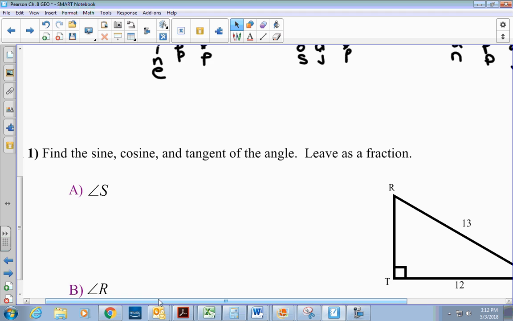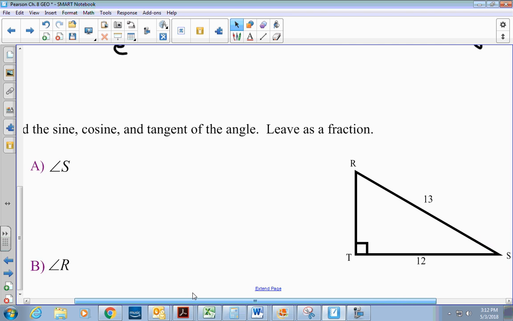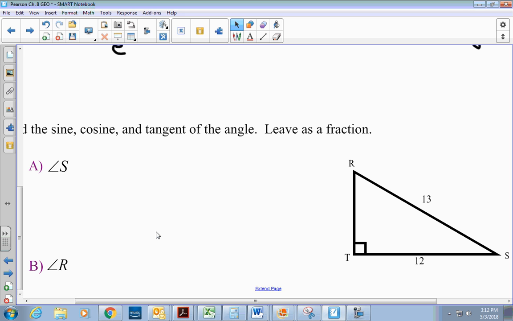Okay. So you guys, let me show you in example 1 how this rolls out and how we can switch our perspectives. We're going to hop from angle S. We're going to find all three, sine, cosine, and tan for S. And then we're going to hop off of S and onto R, like we're a little flea, and find all of our perspectives.